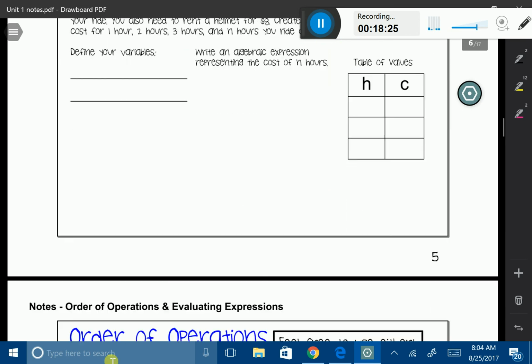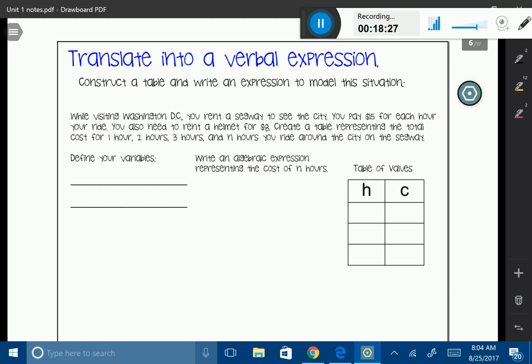So I've got one more thing for you, and we're just going to do a little word problem. I always like to top things off with a word problem. So we're going to construct a table and write an expression to model the situation. We're going to be talking about this in depth in Unit 4 in linear equations, but right now I'm just trying to introduce to you the idea of creating an expression. So while visiting Washington, D.C., you rent a Segway to see the city. You pay $15 for each hour you ride. You also need to rent a helmet for $8. Create a table representing the total cost for 1 hour, 2 hours, 3 hours, and 8 hours you ride around the city in the Segway.